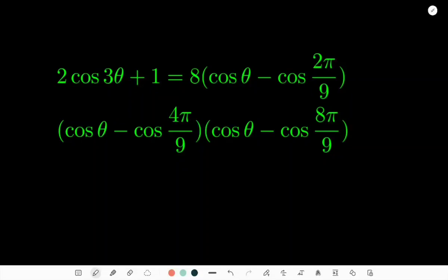Today I have an amazing trigonometric identity for you to prove. I personally had not seen this identity before, and the first time I saw it, it sounded cool, but I was just wondering how I can prove this identity.